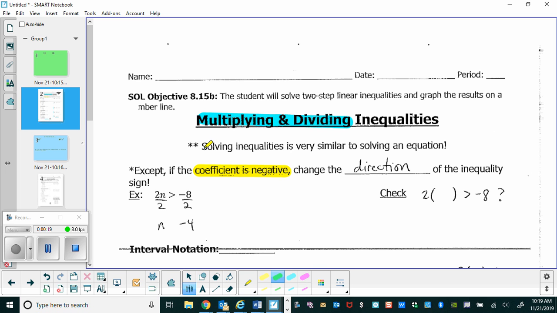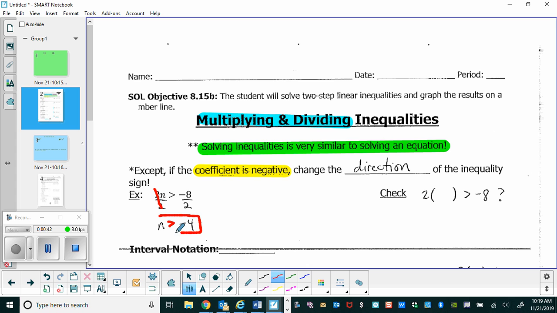As you can see here in your packet, solving your inequalities is very similar to solving all the equations that we just finished up. The only thing that we need to be on the lookout for is if the coefficient's negative, we need to change the direction of the inequality symbol. All right, now the first example here, that coefficient's not negative, so when I divide both sides by that number, I'm going to leave the inequality symbol's direction alone, and that's going to stay just like that for our final answer, okay?